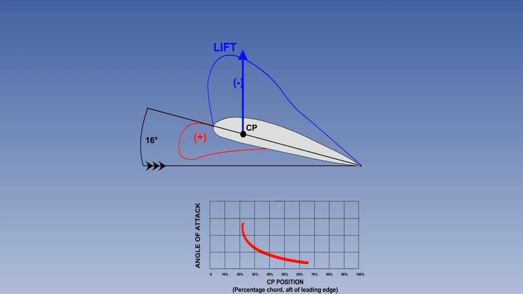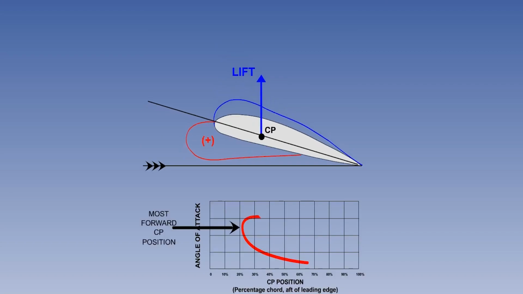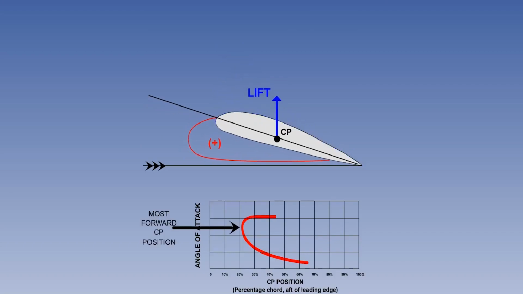The magnitude of the lift force also increases with alpha, until the stall is reached, at which point the lift force decreases abruptly, and the CP moves back along the chord. Note that the CP is at its most forward point, where lift is at its maximum, just before the stall.